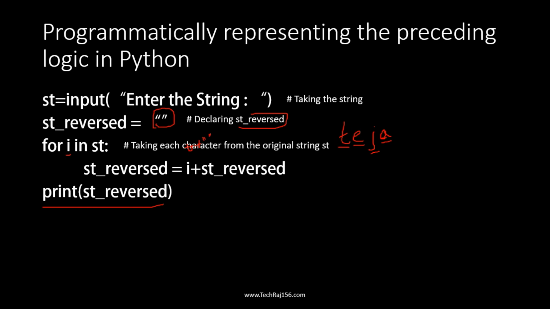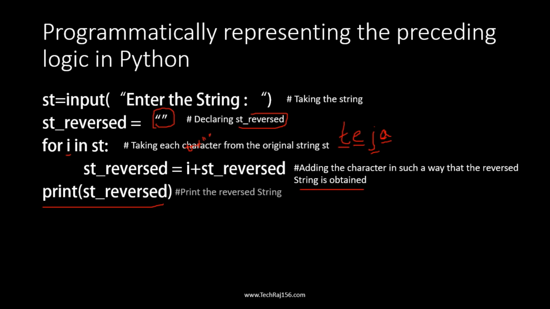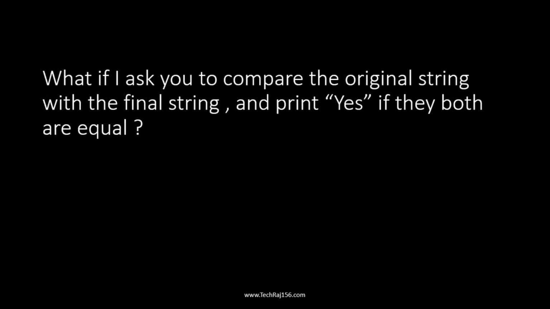These are all the comments. See, this thing, as I've told you, I'm taking each character from the original string, and then I'm adding the character in such a way that the reversed string is obtained, and finally I'm printing the reversed string. So that is how I did it. Don't worry, I'll let you visualize the process of doing it later in this video.